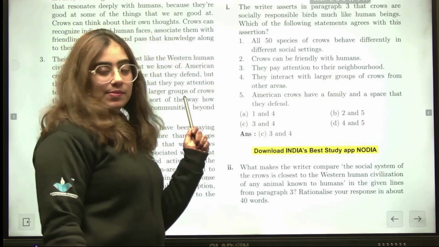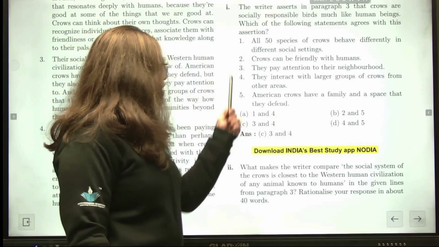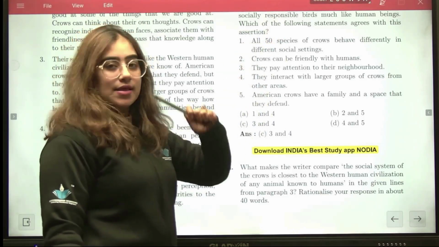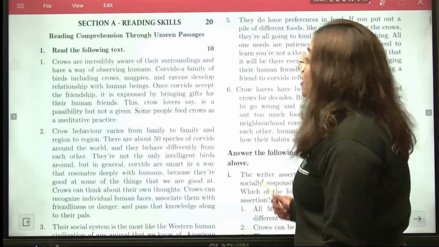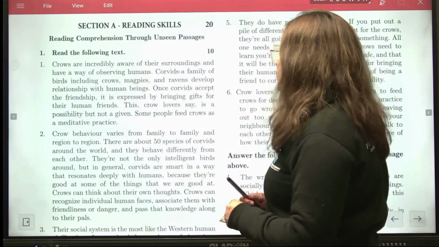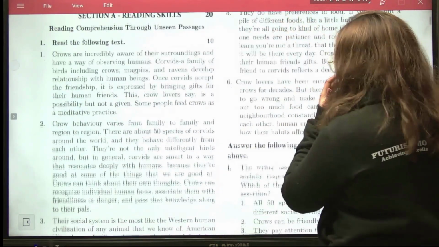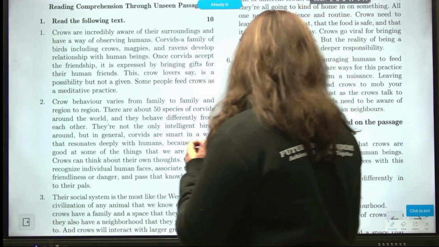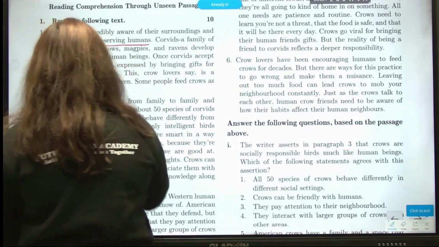तो ये 5 statements दी हुई हैं. इन 5 statement में से ऑप्शन आ रहा है 1 and 4, 2 and 5, 3 and 4, 4 and 5. तो दो statement ऐसी है जो इस लाइन से मैच करती है. So let's see that. Alright, read करते हैं. Crows are incredibly aware of their surroundings and have a way of observing humans. So सबसे पहला आ गया, they have a very good way of observing humans. ठीक है. So yes, they have a very good way of observing humans, right?